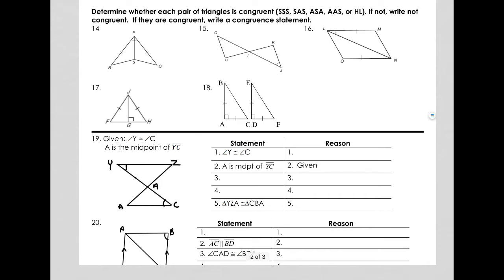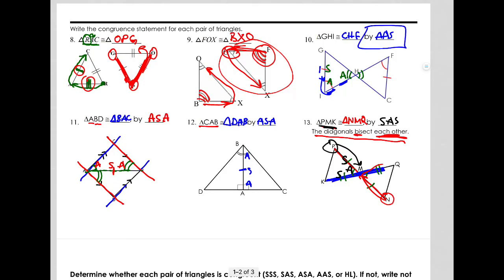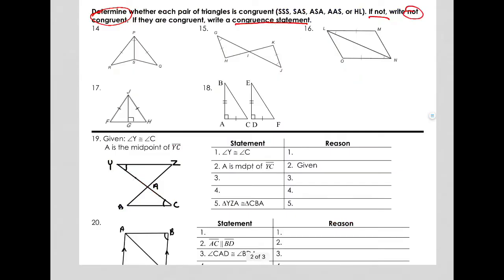Alright, so for this next section, we have to determine whether or not we have a postulate, because we may or may not, because it says if not, then write not congruent. So if it's not congruent, you shouldn't even have a congruent statement. If it is congruent, then we will have a congruent statement. If you're like, what's a congruent statement? Remember, these are congruent statements, where you're saying one triangle is congruent to another.